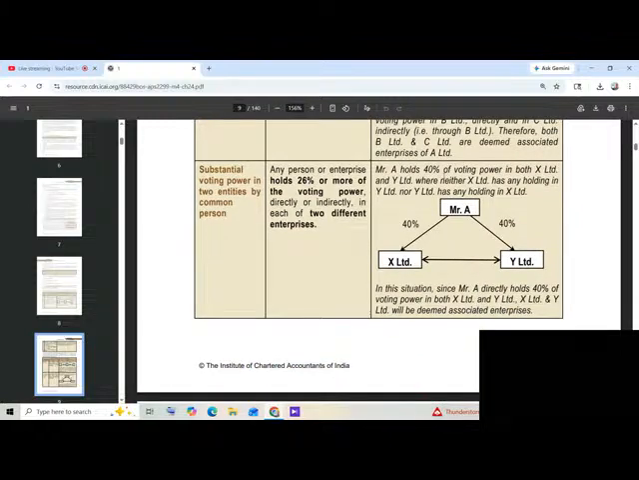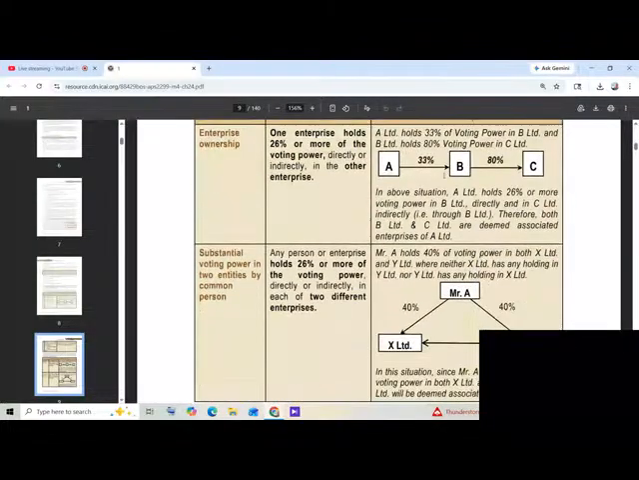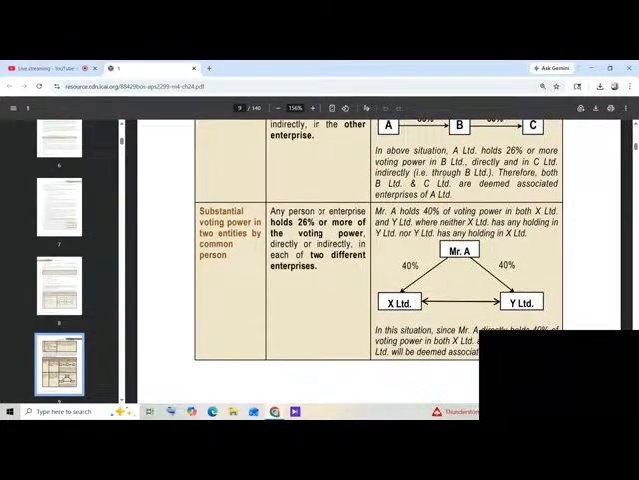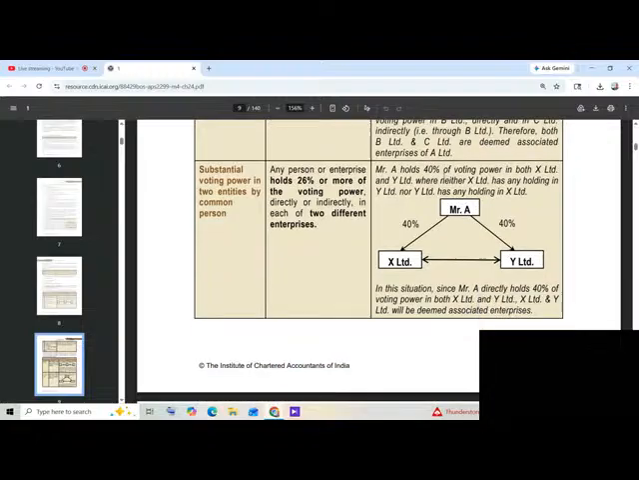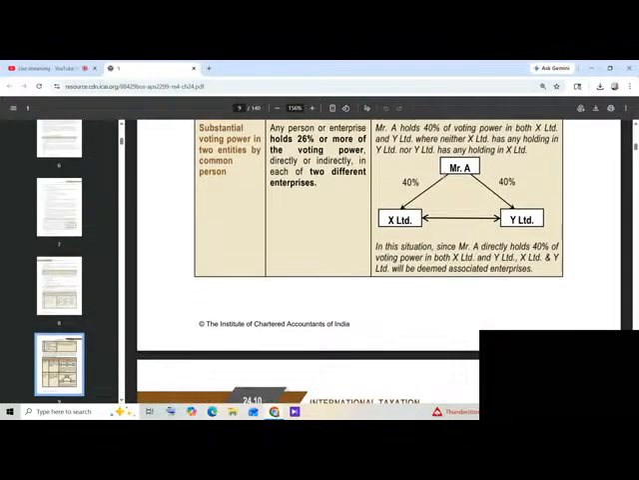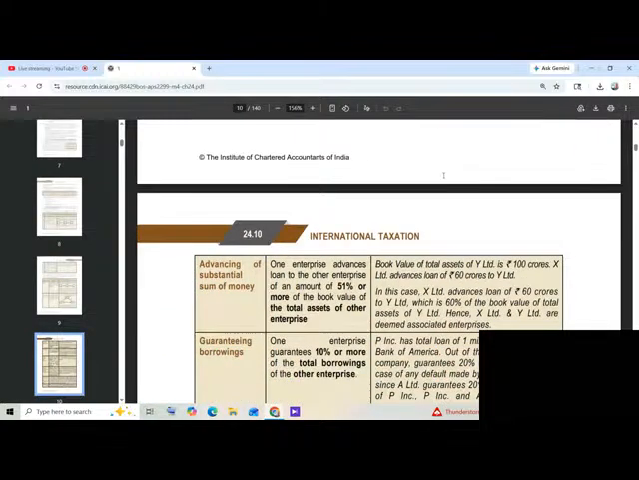Substantial voting power in two entities by common persons. Any person or enterprise holds 26% or more of the voting power directly or indirectly in each of the two different enterprises. Like say Mr. A holds 40% voting power in both X and Y Limited, where neither X has any holding in Y nor Y has any holding in X. In this situation, since Mr. A directly holds 40% of the voting power in both X Limited and Y Limited, X Limited and Y Limited will be deemed associated enterprises.